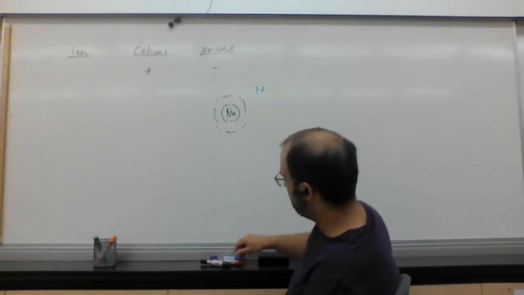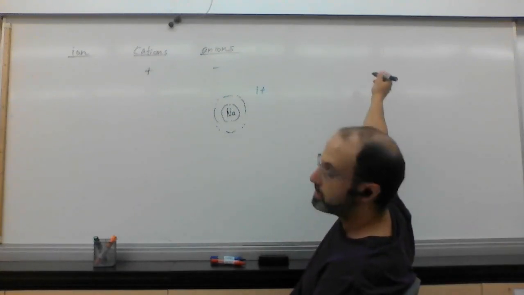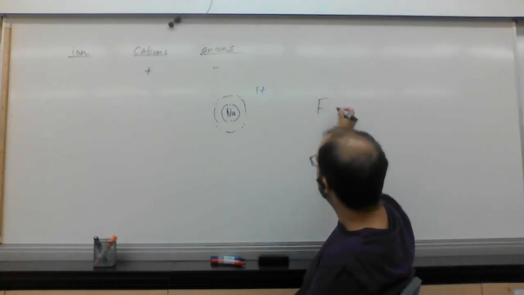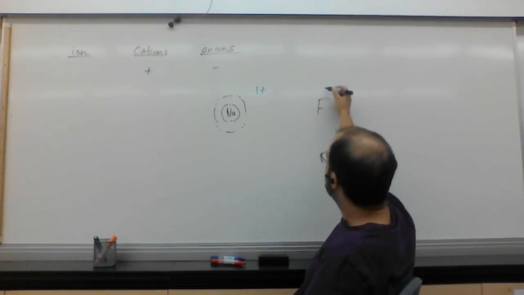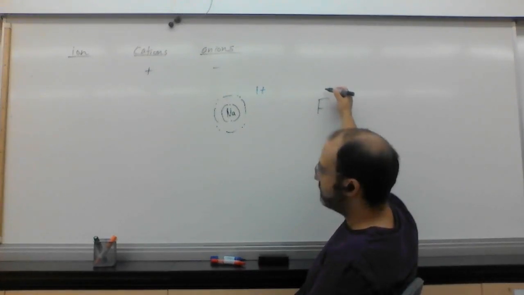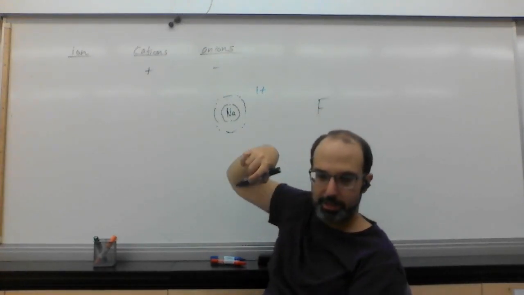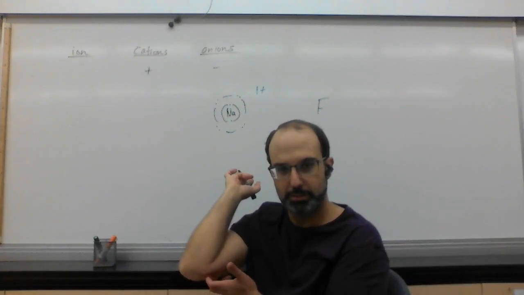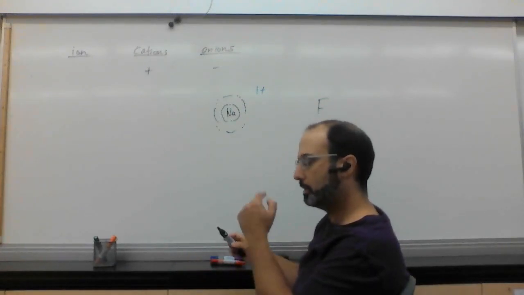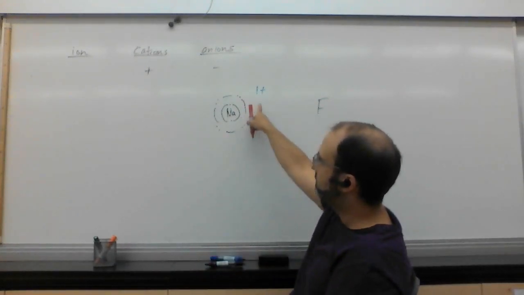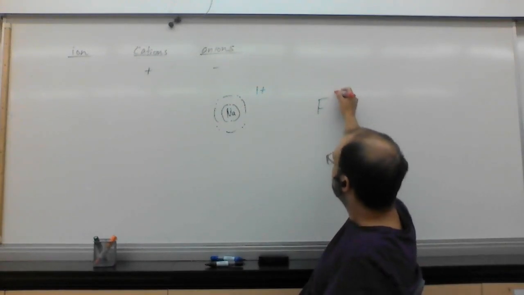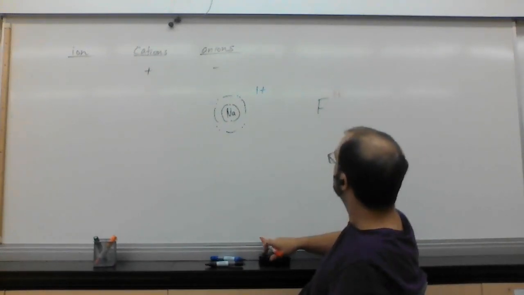Well, that electron that went spiraling off into space, maybe it got picked up by some fluorine. And if it did, that means that the fluorine would have gained an electron, right? So it has one more electron, while losing an electron made it 1 plus, so this one's going to become 1 minus.